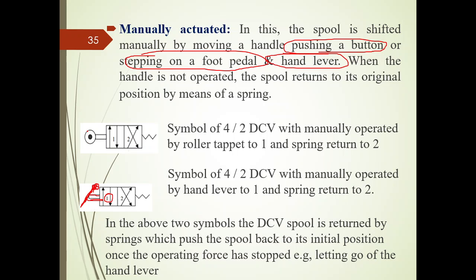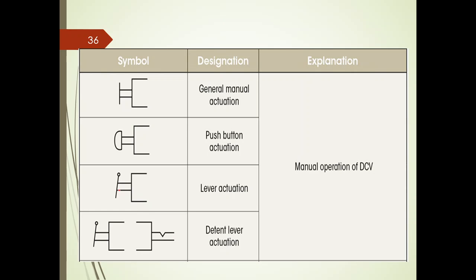Even here, we have the roller tappet. So by operating this roller tappet, I will be actuating the first position. If you don't actuate this position, then obviously it will go to the spring return position, which is nothing but the second position. So this is in the case of the manual actuation.